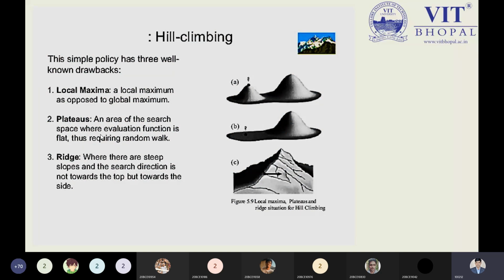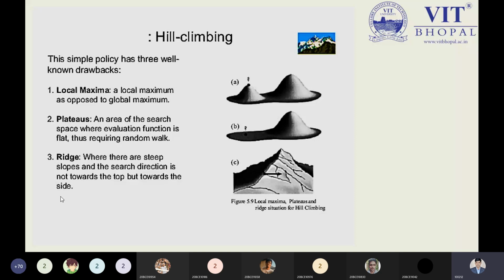Now I think you are able to see the various hill climbing approaches. What are the hills we have? Here we have some points: local maximum, plateau, and ridge. Is it visible to all? Yes, sir. Okay, just keep in mind there are various types of hills, and from this you can understand them.